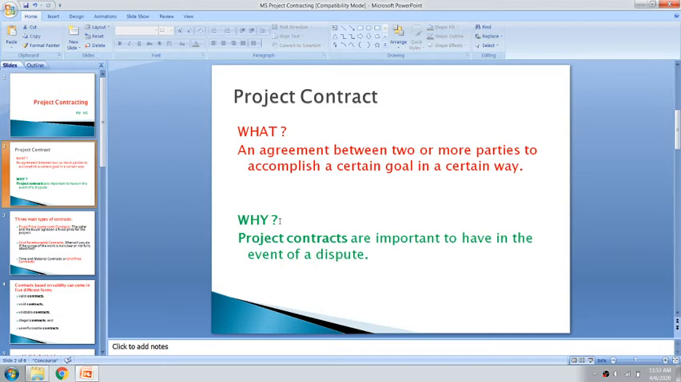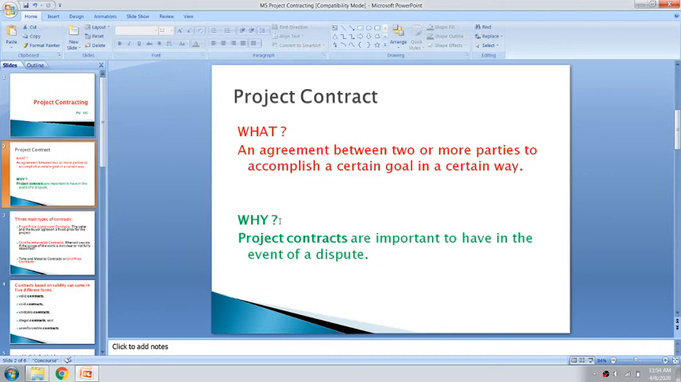So this is the answer for what is a contract and why a contract is required. We know what a contract is. It is an agreement between the two parties. One party agrees to do some work and the other party is ready to pay for whatever work he has done, in a way that the goal of the project is achieved. Why? Because difference of opinion is naturally going to be there when two parties are involved. In order to avoid any kind of difference of opinion, we should have a contract. That is what we call a project contract.